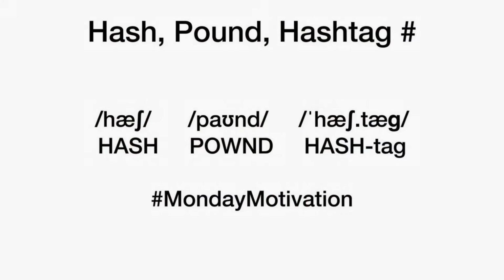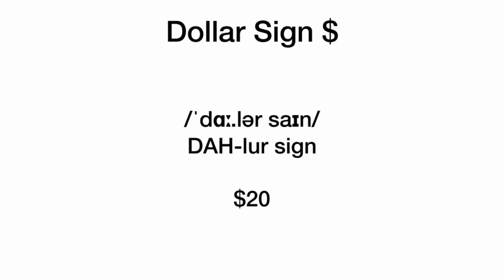If you were going to say hashtag, stress syllable number one, hash, unstressed tag. Hashtag, hashtag. Now for pound, open wide for that ow vowel, and then move to puckered lips. Pound, pound. So we have hash, pound, and hashtag. So we use the pound sign on a phone and hashtag for social media.